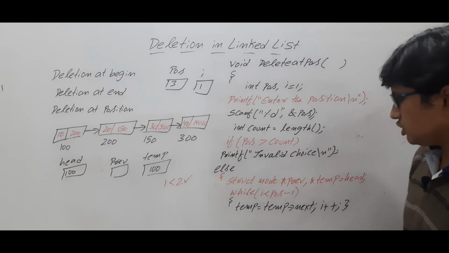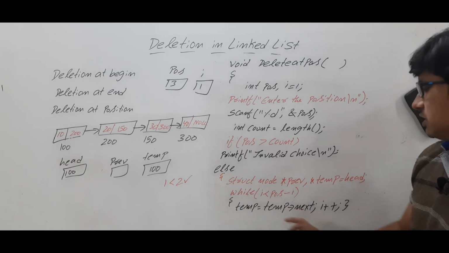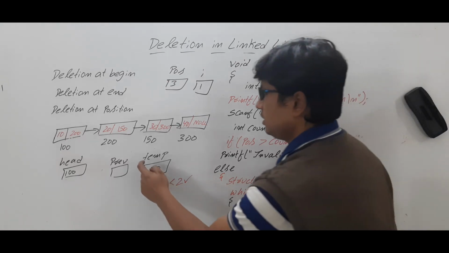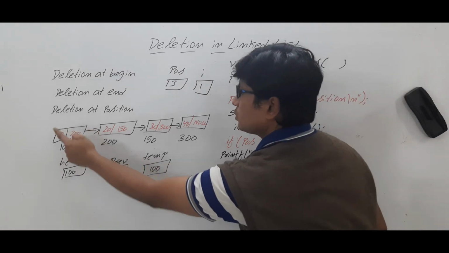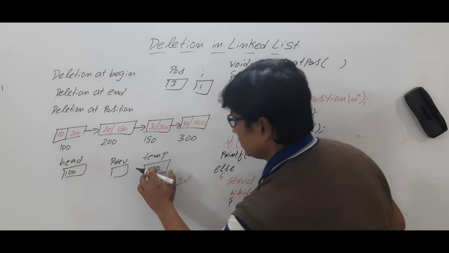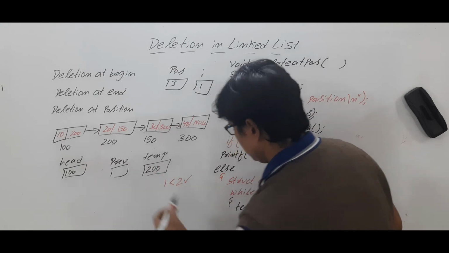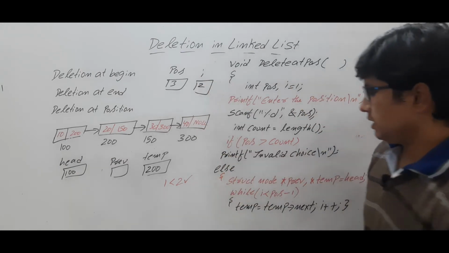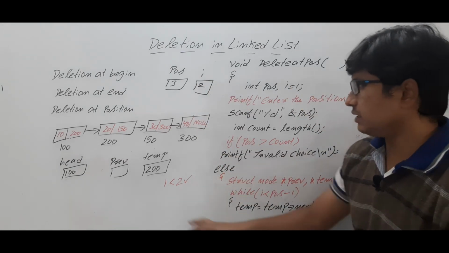If this condition is true, you need to execute these two statements in the while loop. One is temp is equal to temp of next. Temp of next is what? 200. You should assign 200 here. Then i plus plus, so now the i value will become 2. Is it clear? Are you able to understand it or not?